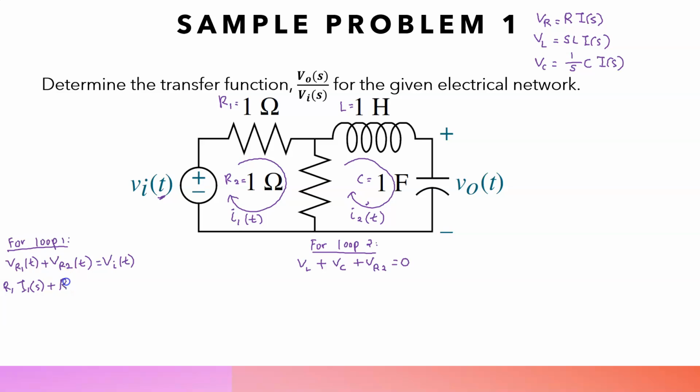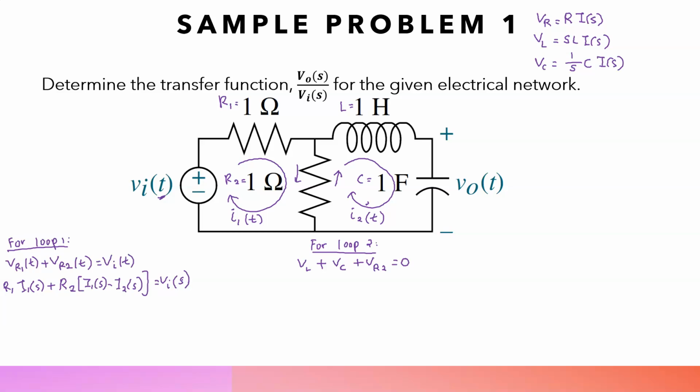the resistance R2. Now you see that through R2, this resistance here, both I1 and I2 flow. I1 goes this way, I2 goes that way, so both flow through this resistor in opposite directions. Since we are writing loop 1, we will have I1 minus I2 equals Vi(s).